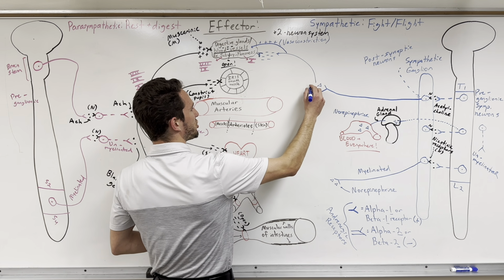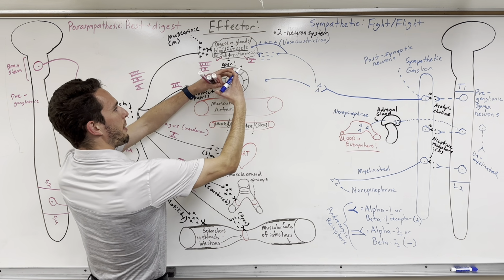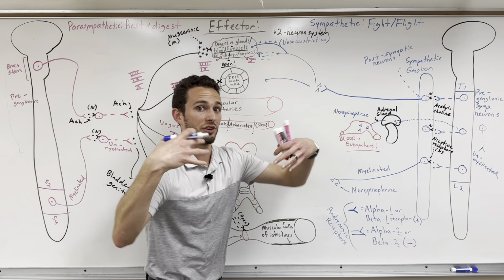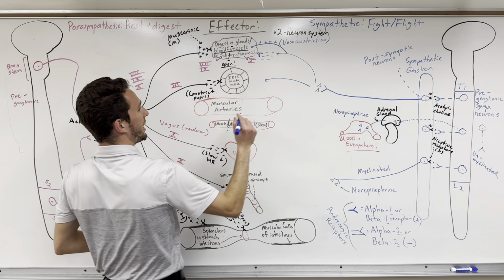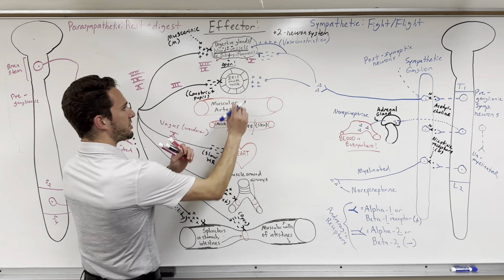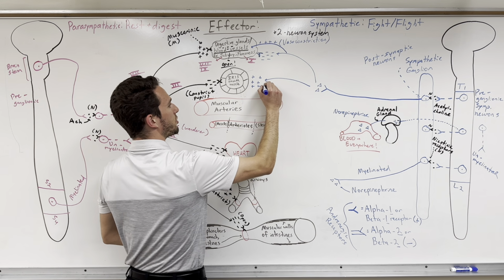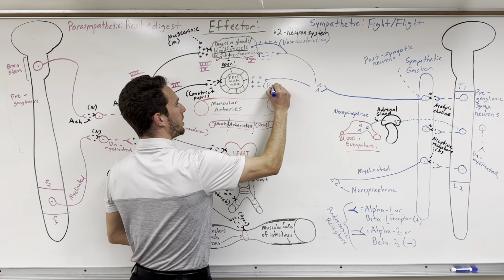Moving to the iris smooth muscle, however, we need to open up the pupil so we can see better during this fight or flight scenario. So we're actually going to stimulate this smooth muscle. Thus, if we stimulate, contract all these lines, we're going to open up that pupil. So we're going to have pupil dilation.